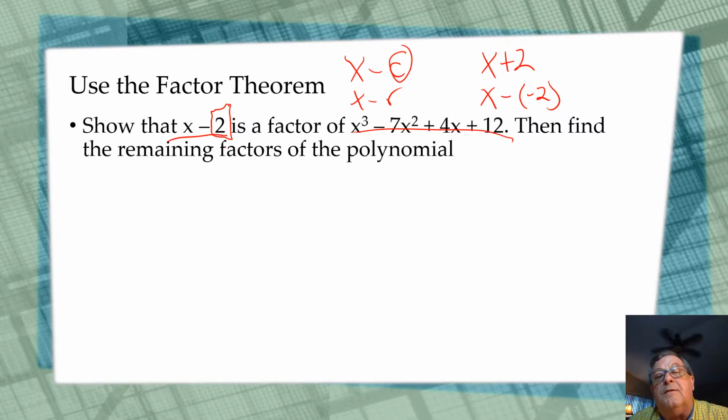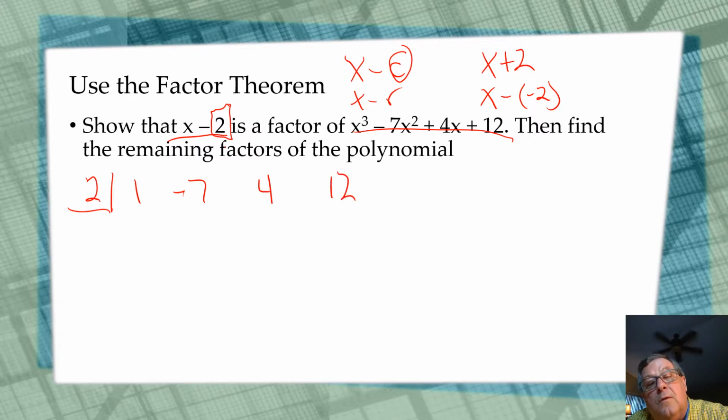So we're going to synthetically divide in this case by 2, not negative 2, because remember we're talking about x minus c. So that would be x minus positive 2, x minus 2. And we're going to write our coefficients of our polynomial. I've got x to the third, x squared, x, and all of my exponents descend in order down to 0 to the constant there. So we've got 1, negative 7, 4, and 12. We're going to draw our line. We're going to bring down the 1.